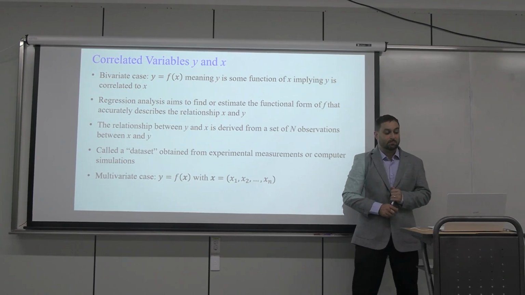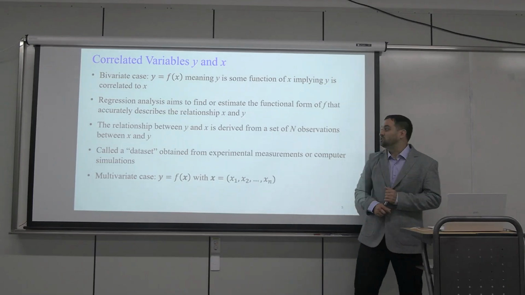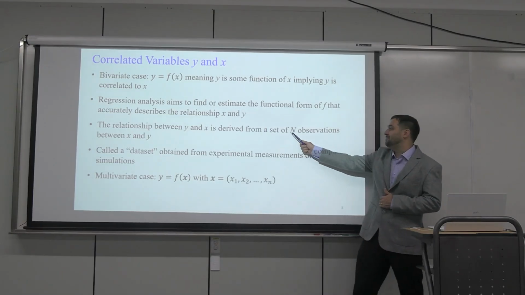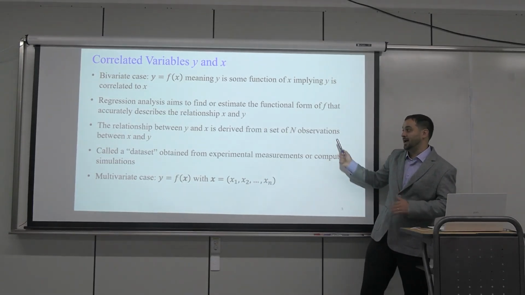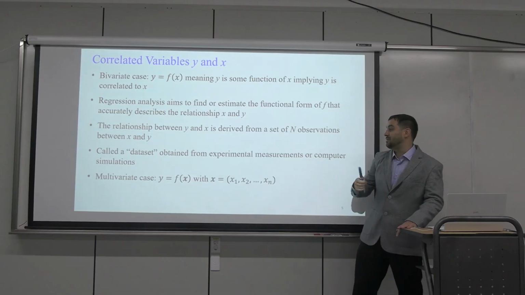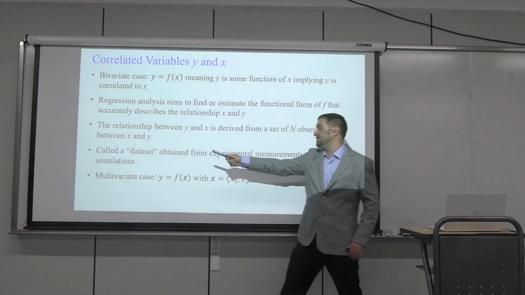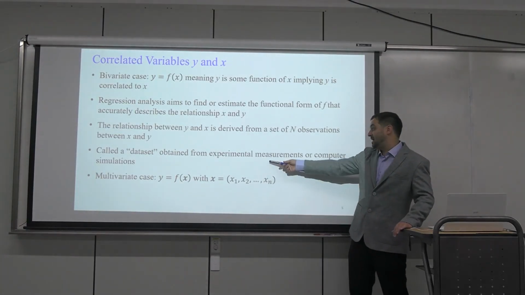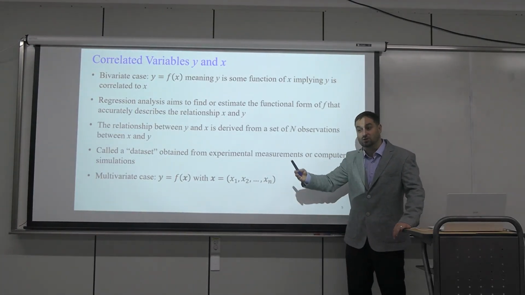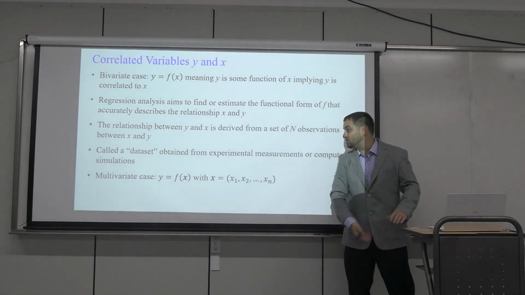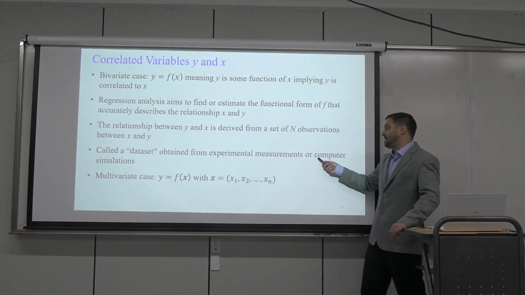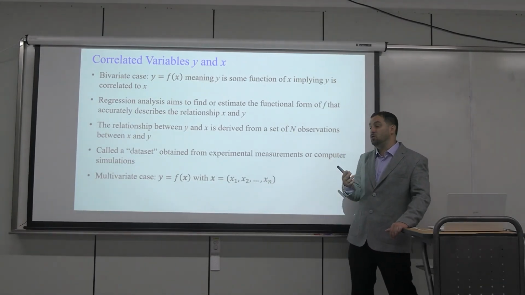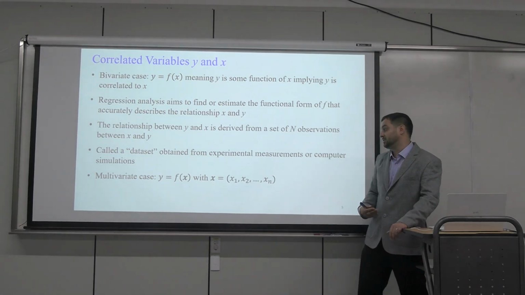And so the relationship between y and x is derived from a set of n observations of x and y. And we call this set of n observations the data set. And we obtain this data set either from experimental measurements in the laboratory or out in the environment, or in many cases we might actually be obtaining this data from computer models or computer simulations.